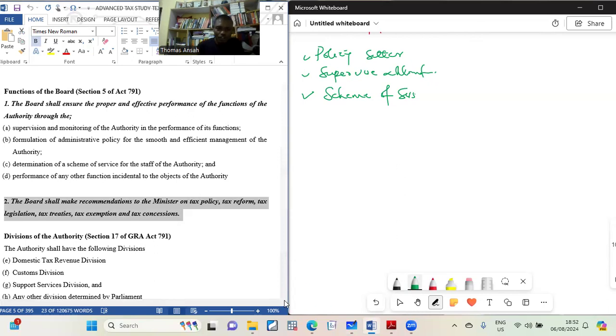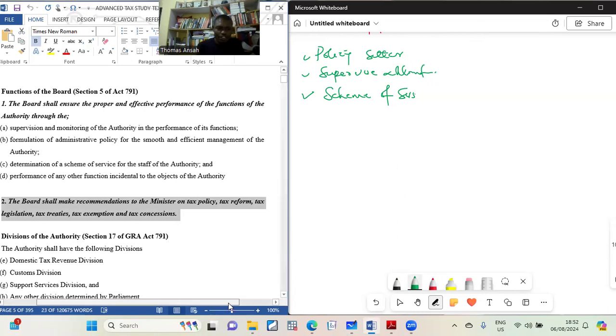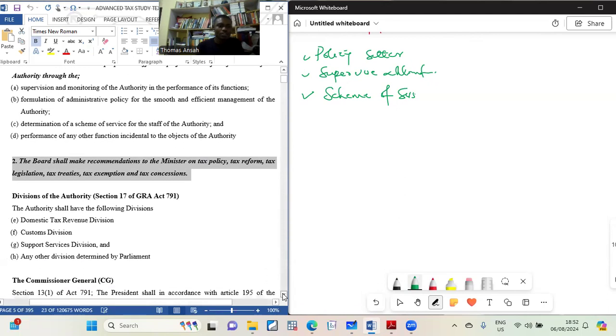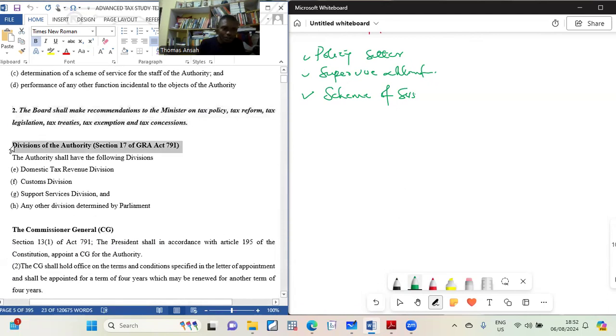Now, this is where I was referring to, I spoke about earlier, the new division, as you can see. Like I said, don't go and say it is 3 divisions. The law never said it is 3 divisions. We have the DTR, the Customs Division, the Support Service Division, and any other division as determined by Parliament. It's just that as it stands now, we don't have any other division as determined by Parliament. A government who wants to create employment will create another division and bring it in.